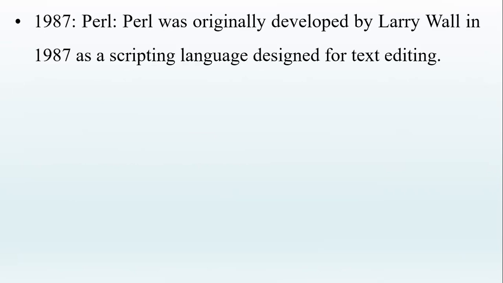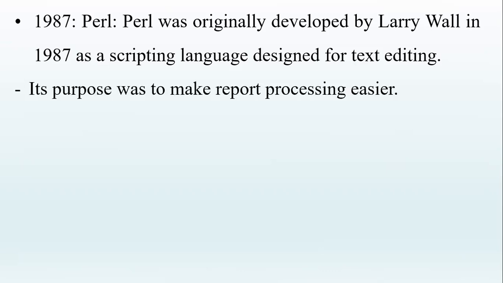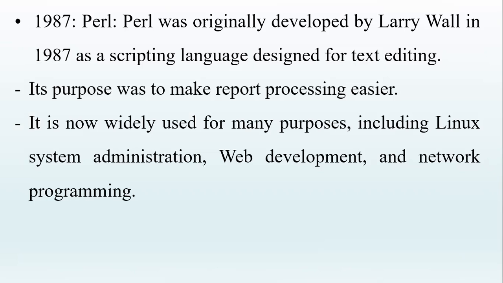In 1987, Perl was developed. Perl was originally developed by Larry Wall in 1987 as a scripting language designed for text editing. Its purpose was to make report processing easier. It is now widely used for many purposes, including Linux system administration, web development, and network programming.